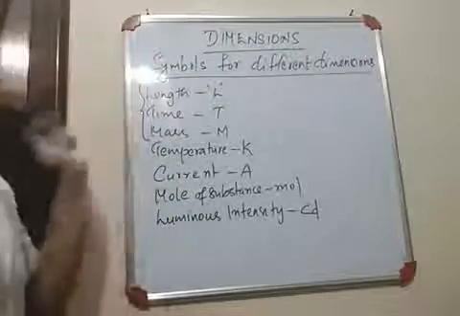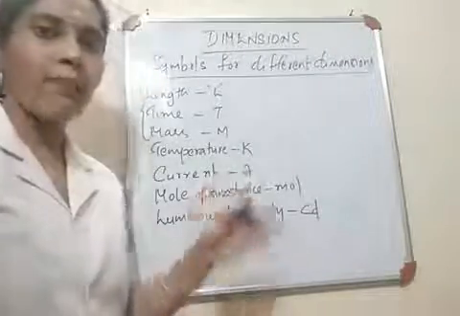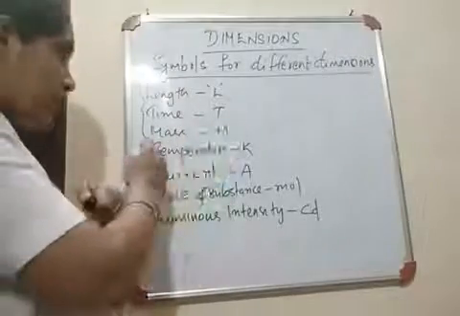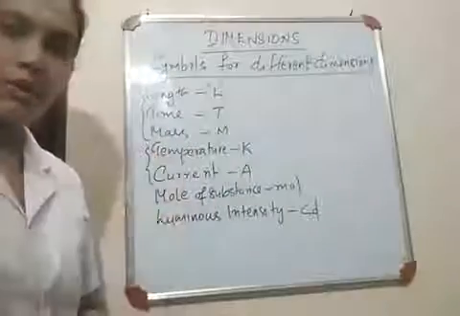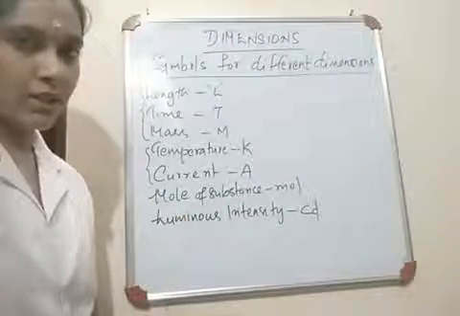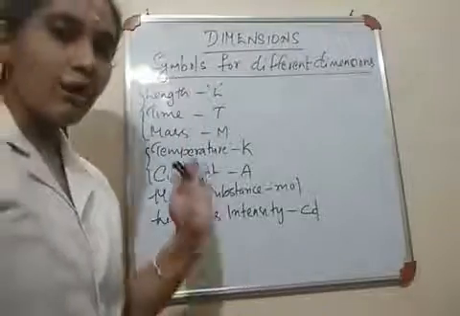These are the symbols for different dimensions, and in most cases we use three of the dimensions: length, mass and time. In most physical quantities, we come across these three fundamental quantities. Again, we come across two more units also. Very rarely we come across the last two dimensions. Okay, so you should remember the dimensions for the 7 fundamental quantities.